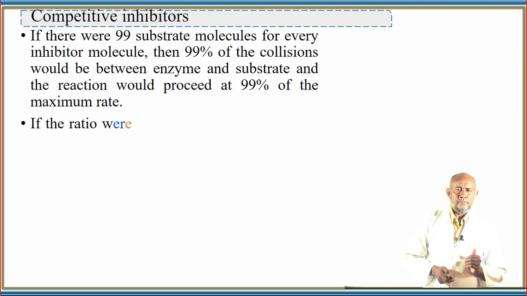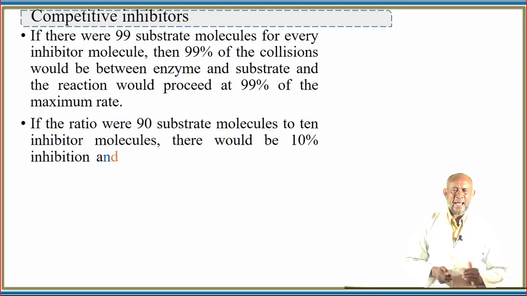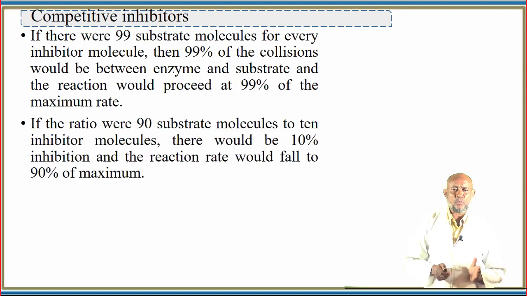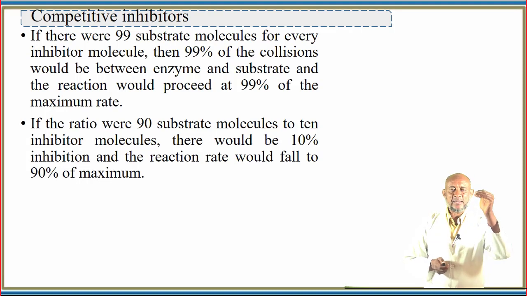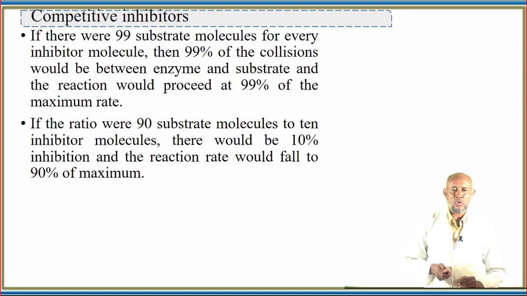If the ratio were 90 substrate molecules to 10 inhibitor molecules, there will be 10% inhibition. Yes, of course, 10% inhibition, and the reaction rate will fall to 90% of maximum. Because the inhibitor molecules are 10%, it will fall from 99 to 90.